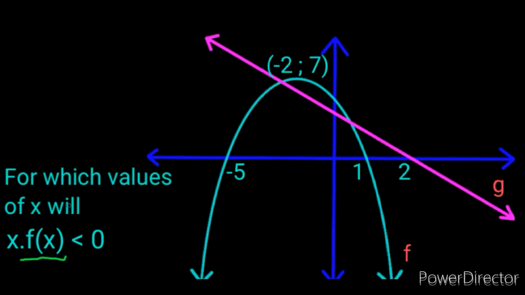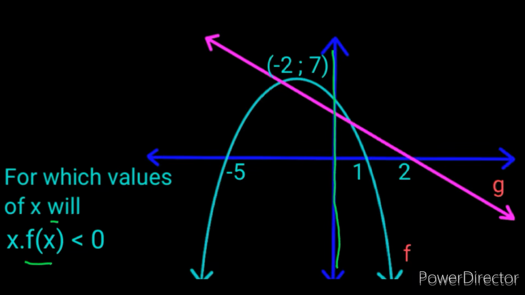Every time you've got this type of question, where you've got x times either f at x or g at x or h of x, whenever there is x, you will draw a vertical line on the y-axis. And with f at x, you will draw vertical lines on the x-intercepts of f. If it was h at x, you would draw vertical lines on the x-intercepts of h. If it was g at x, you would draw vertical lines on the x-intercepts of g.